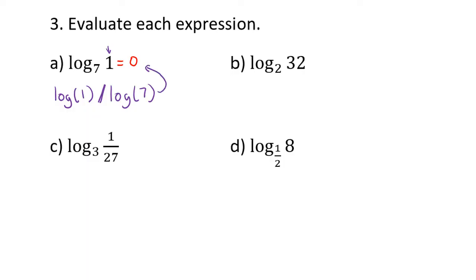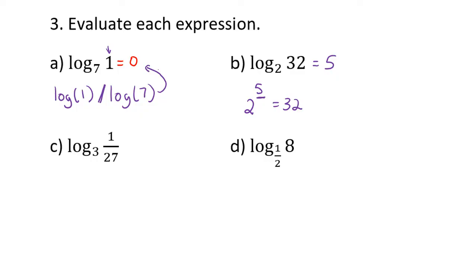All right, part B. You can do 2 to some exponent equals 32. Well, you can do a little guessing. 2 to the 5th power is 32. So log base 2 of 32 is equal to 5. Remember, a log is always equal to an exponent.